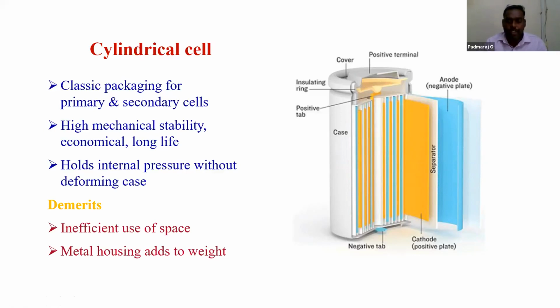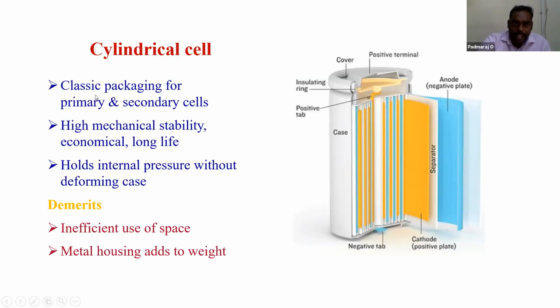That is the stacking of the anode, cathode, and the electrolyte, just rolled and inserted into the cylinder. That is the chamber, a cylindrical type chamber. So what are the merits and demerits of the cylindrical cell?